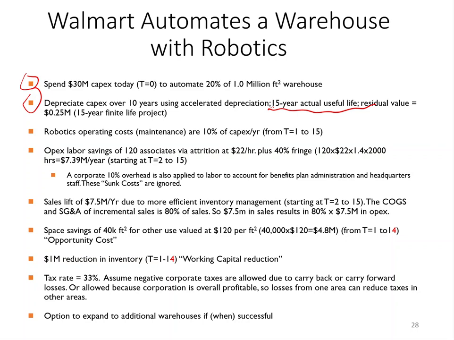In other words, the accountants are going to tell them to depreciate over 10 years, but when you do your estimate of the benefits of the robotics, you're going to use a 15-year window. At the end of the 15 years, we'll assume that the CapEx has a residual value of $250,000. We'll say that robotics operating costs are 10% of the CapEx.